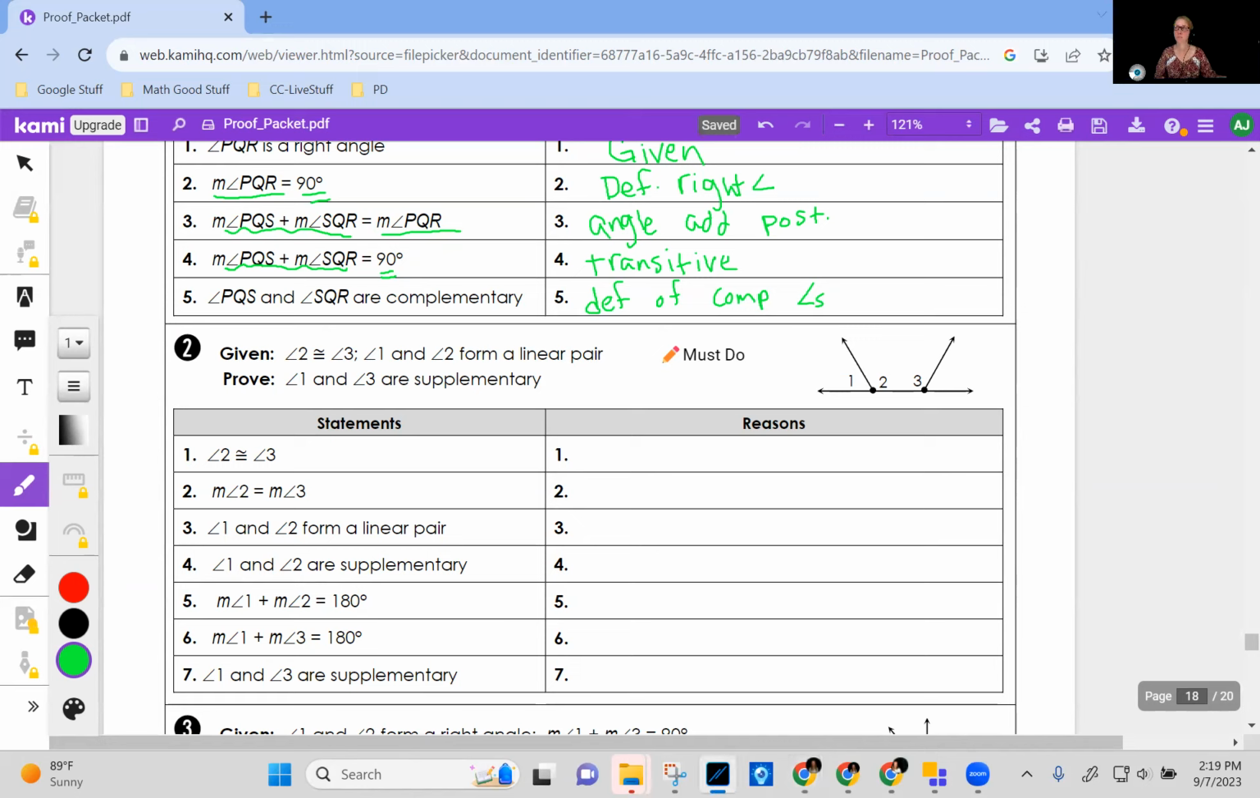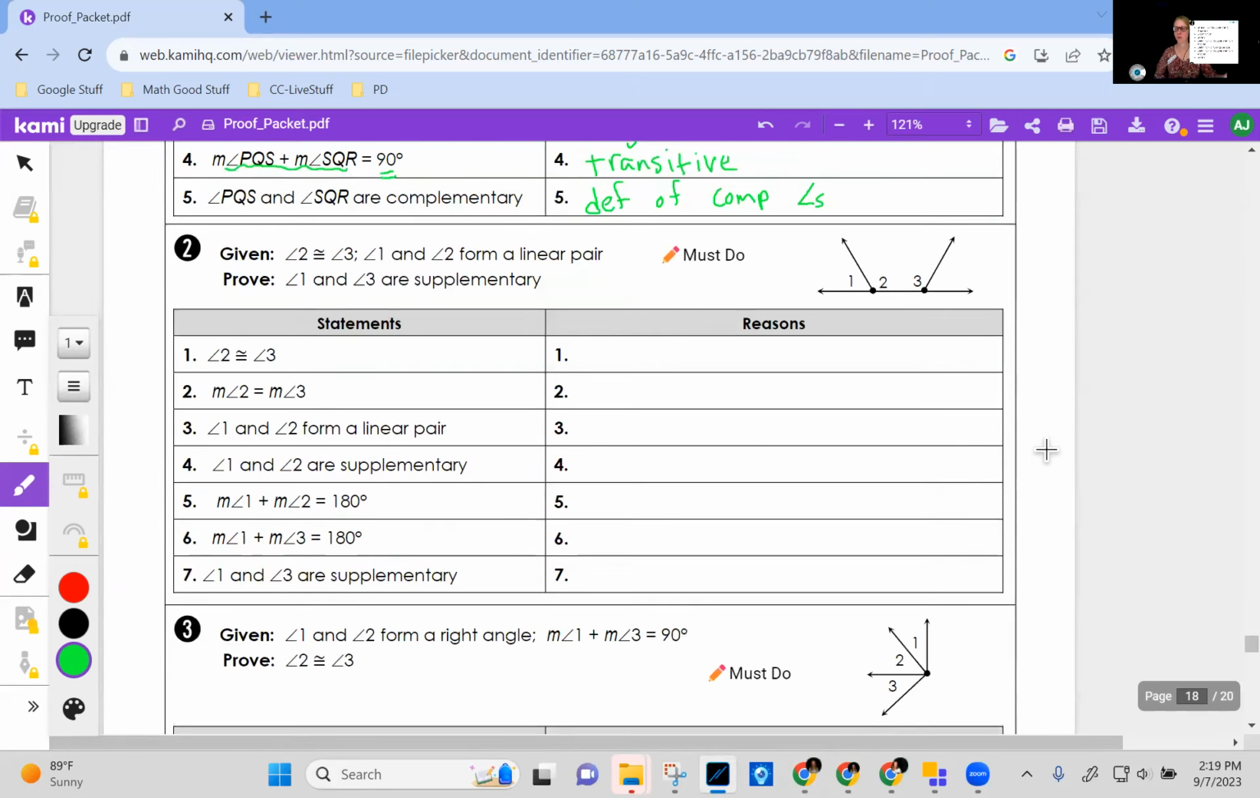Okay, so that's how you're using this tool to really think through those options in your word bank is really going to help you out. So take your time and think through those. Let's do one more example and then you're on your own. So given angle 2 is congruent to angle 3, angle 1 and angle 2 form a linear pair.